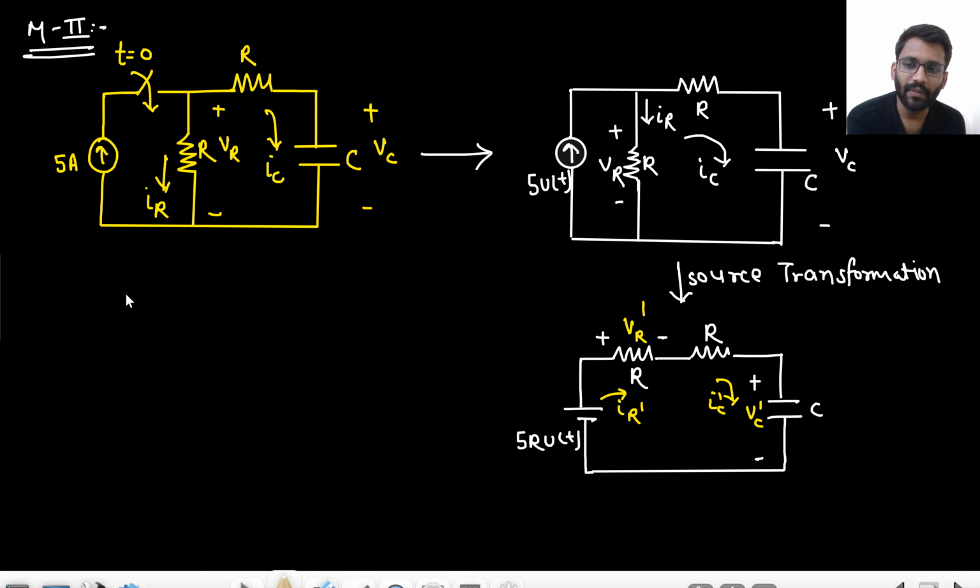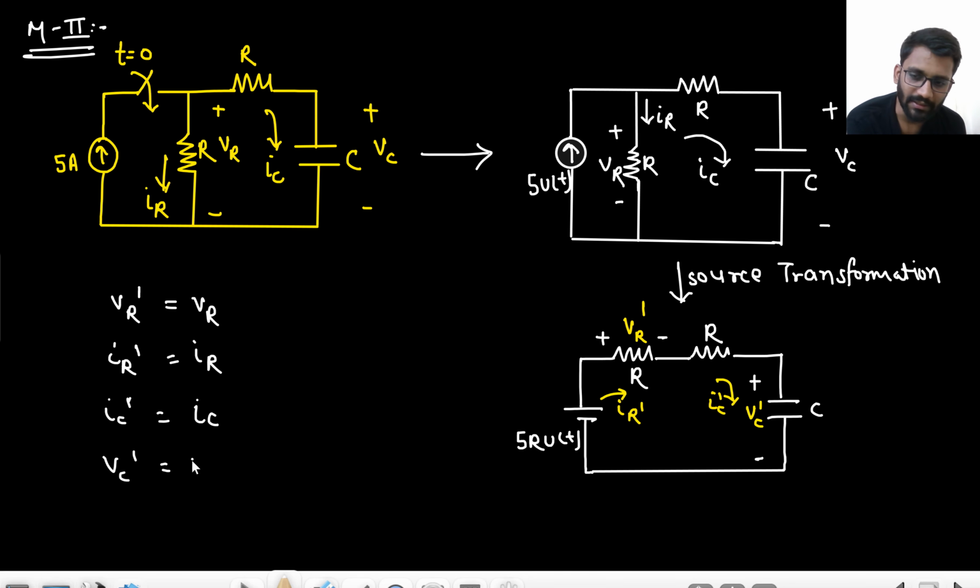Tell me, will this VR dash and VR be the same? Is this IR dash and IR the same? Is this IC dash and IC the same? And this VC dash and VC the same? Which statements are true and which are wrong? Just solve it in rough and tell me. Is this correct? No. Is this correct? No. Is this correct? Yeah. Is this correct? Yeah. Why so?